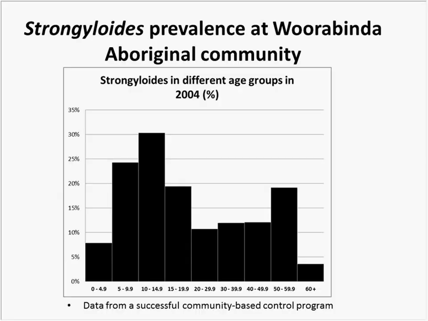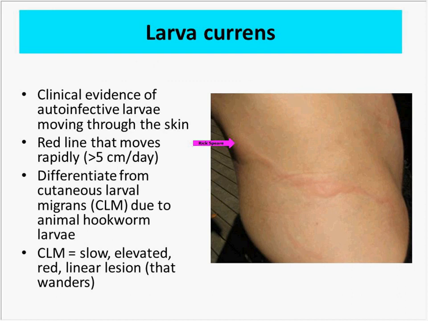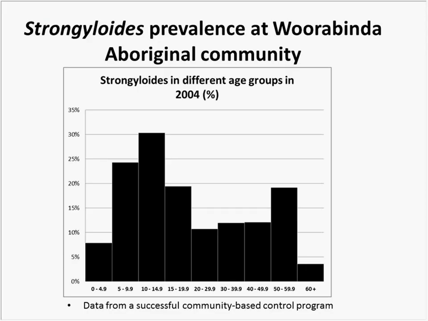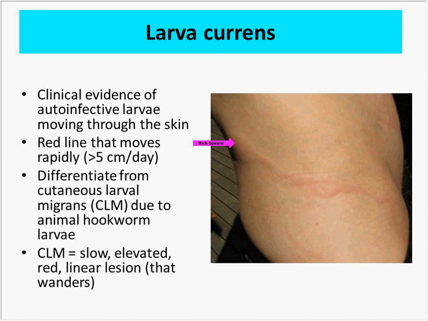So just to comment, larva currens is pathognomonic of strongyloidiasis. It's easy to see in white skin, but I think it would be quite difficult to see in black skin. It's not a macular reaction. And pathognomonic just means a sign that occurs with that particular disease. If you see larva currens, you've got strongyloides. Nothing else really causes it.